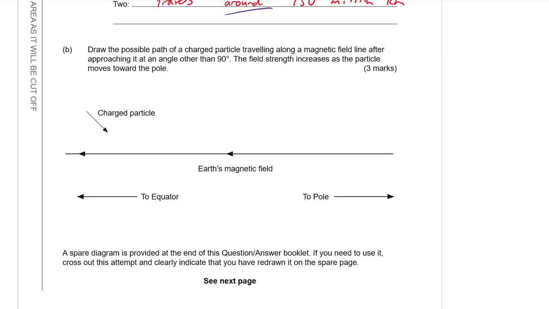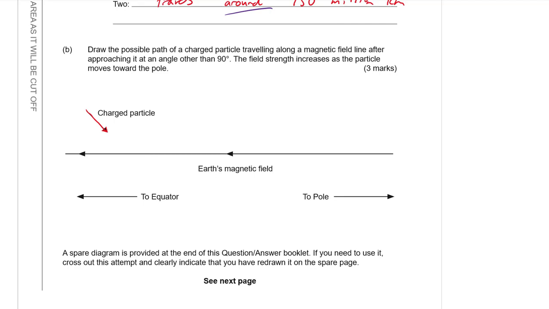And part B is draw the possible path of a charged particle traveling along the magnetic field line after approaching at an angle other than 90 degrees. Okay, so I've got this particle here that's coming down. Now, if this particle is going parallel to the magnetic field, then we know that it's not going to interact with that field at all. The only thing that makes it turn is the part of it that's traveling perpendicular to it.